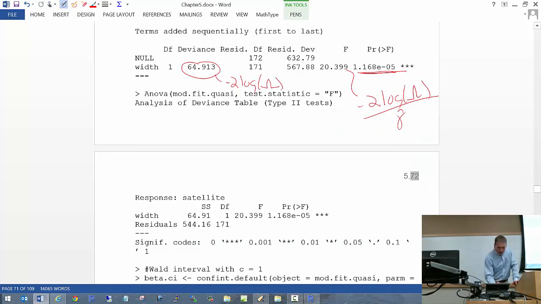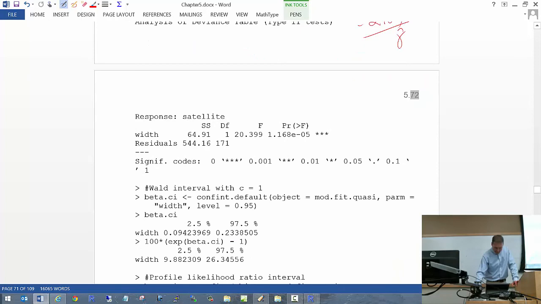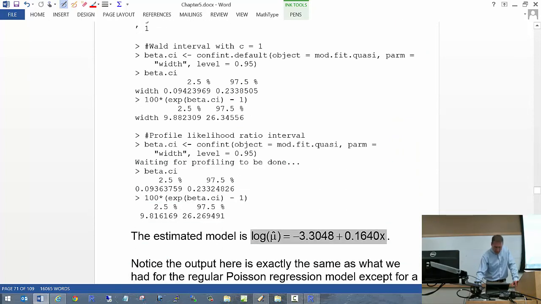We can do a similar thing with the capital ANOVA function as well. What about a Wald confidence interval? So I'm 95% confident that beta 1 is between 0.094 and 0.234. That's a Wald confidence interval. Again, I use confint.default to get it.